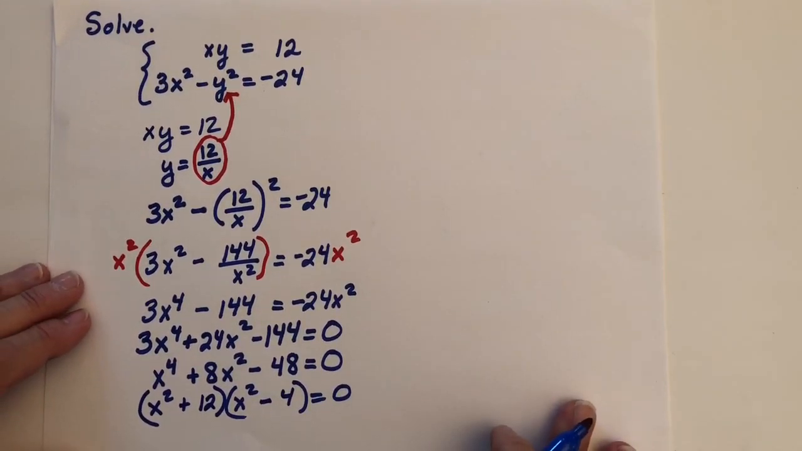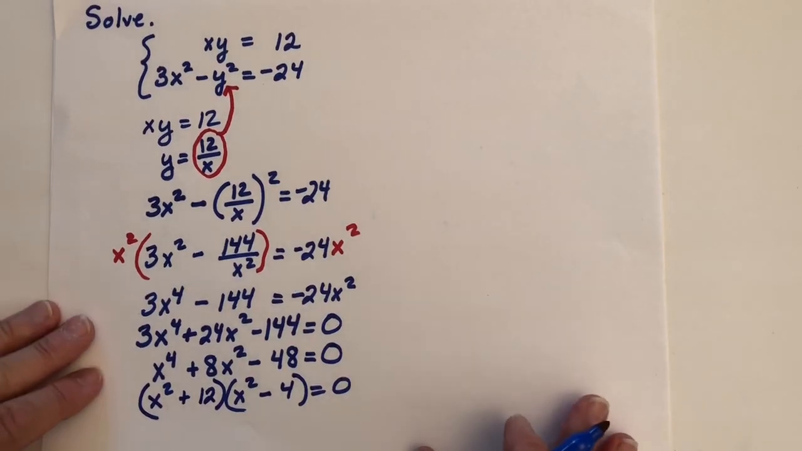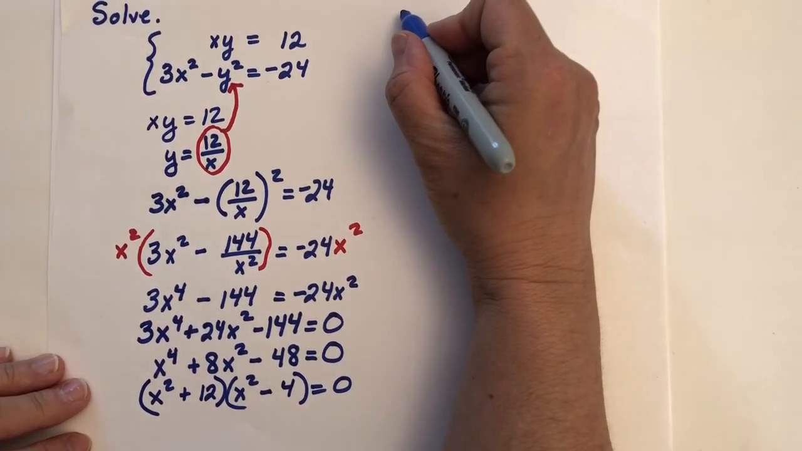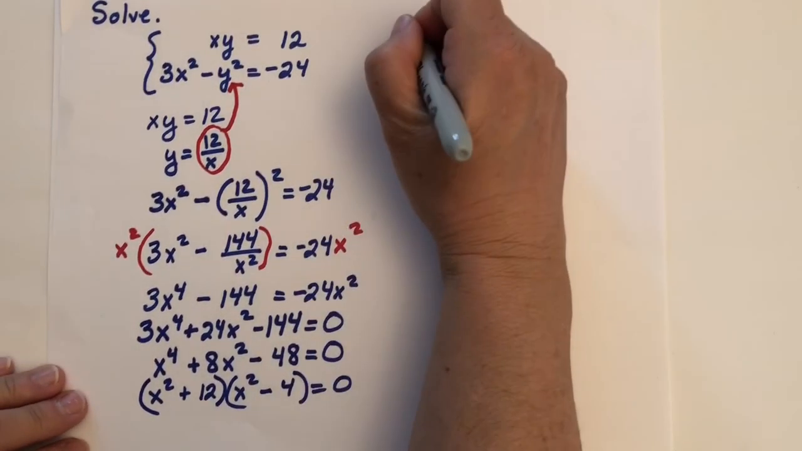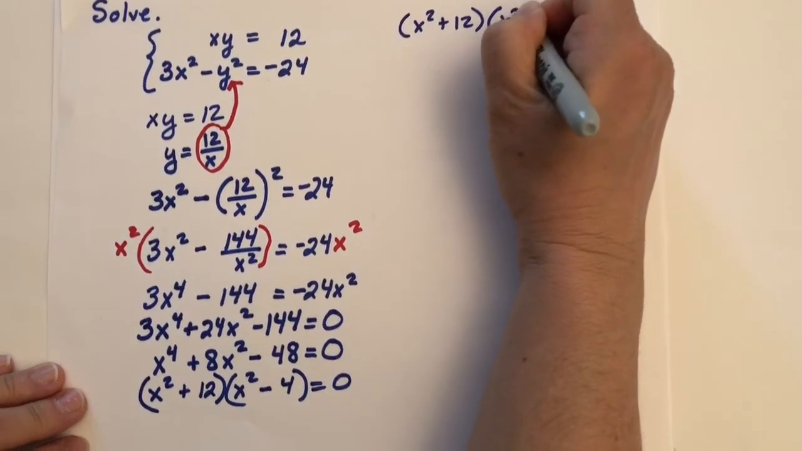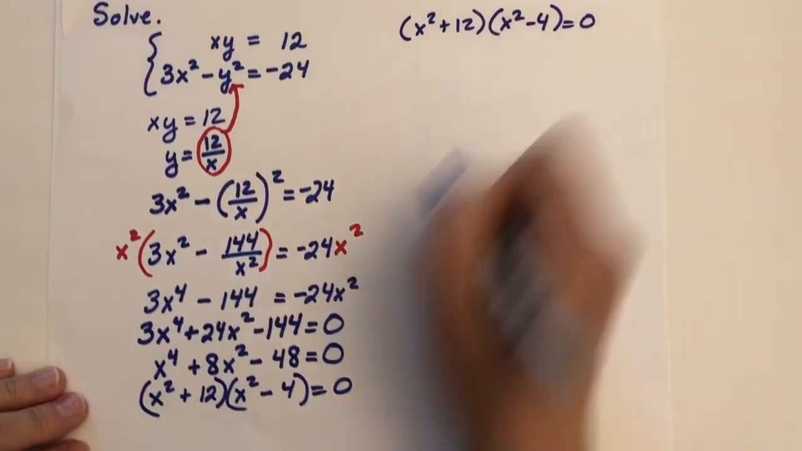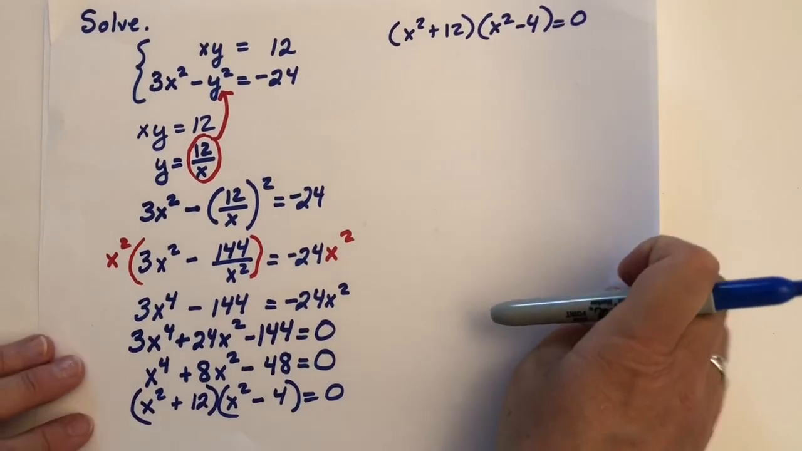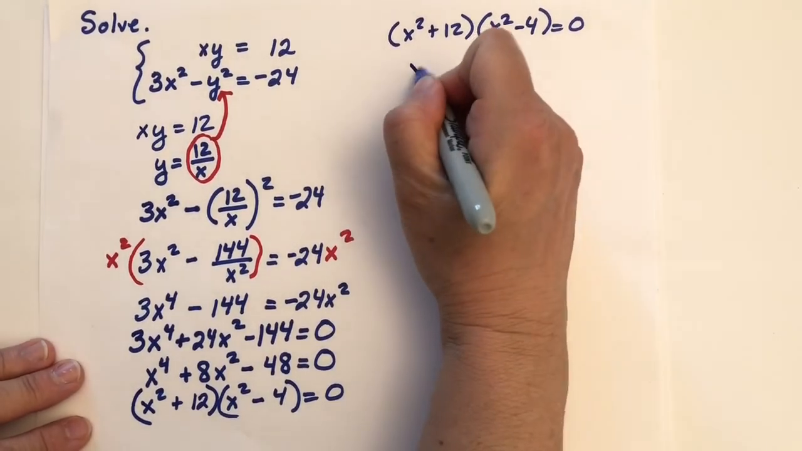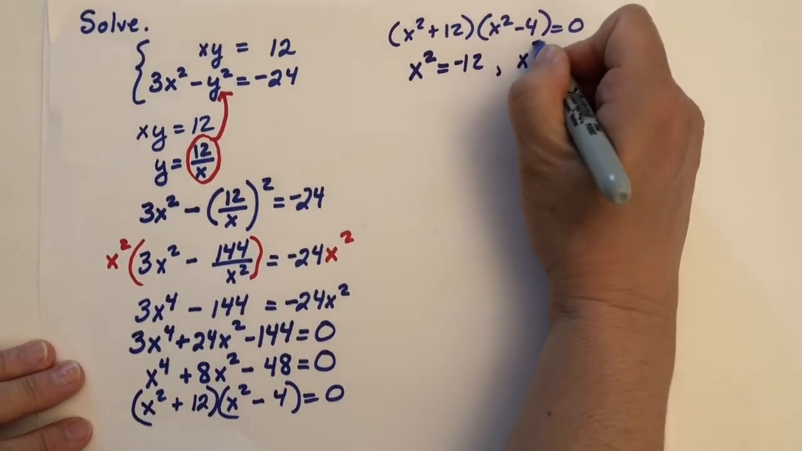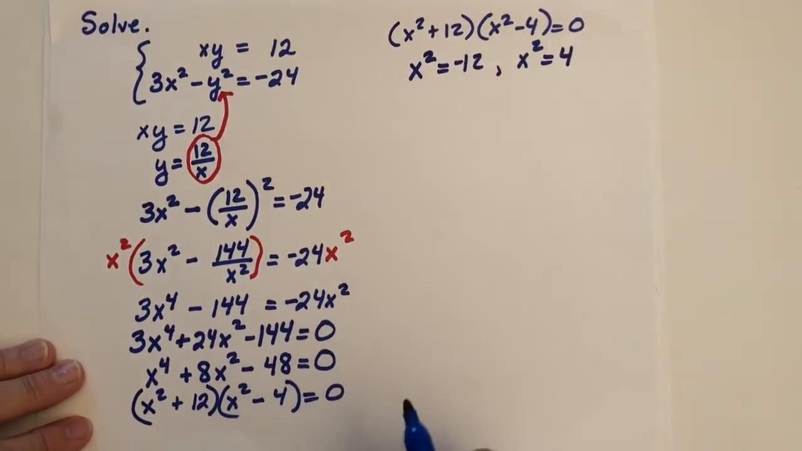Let me slide it up just a little bit. Actually, let me come up here so I don't run out of space. Let's put x squared plus 12 times x squared minus 4 equals 0. Just moving this equation up here. Now, when we solve this, we know that means x squared equals negative 12 and x squared equals positive 4.